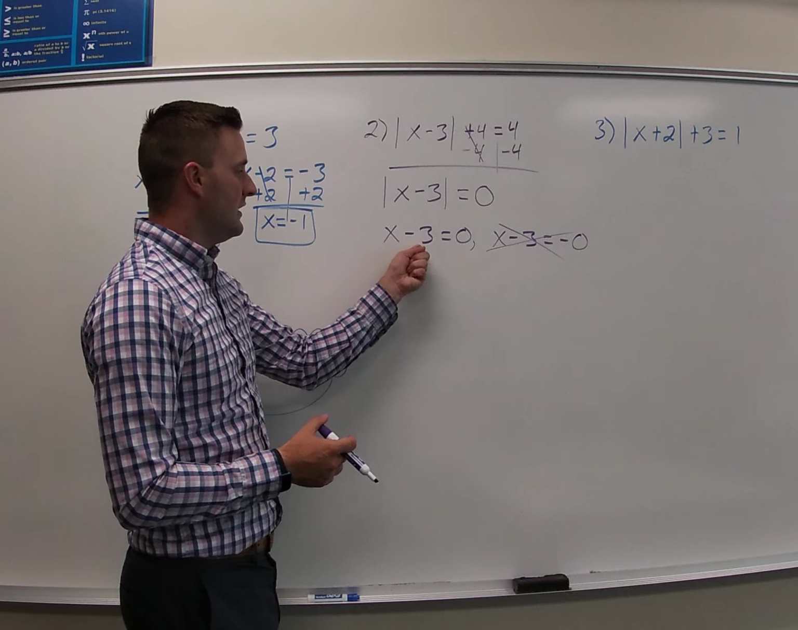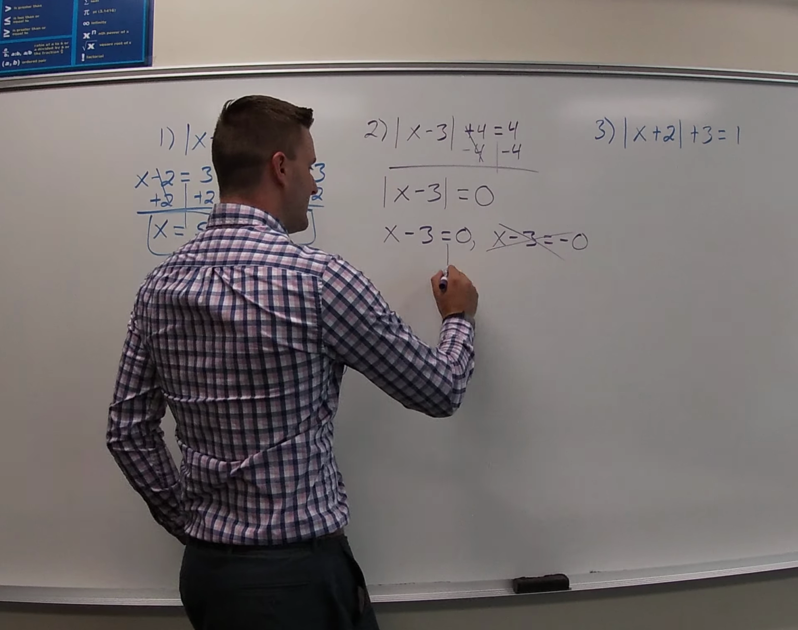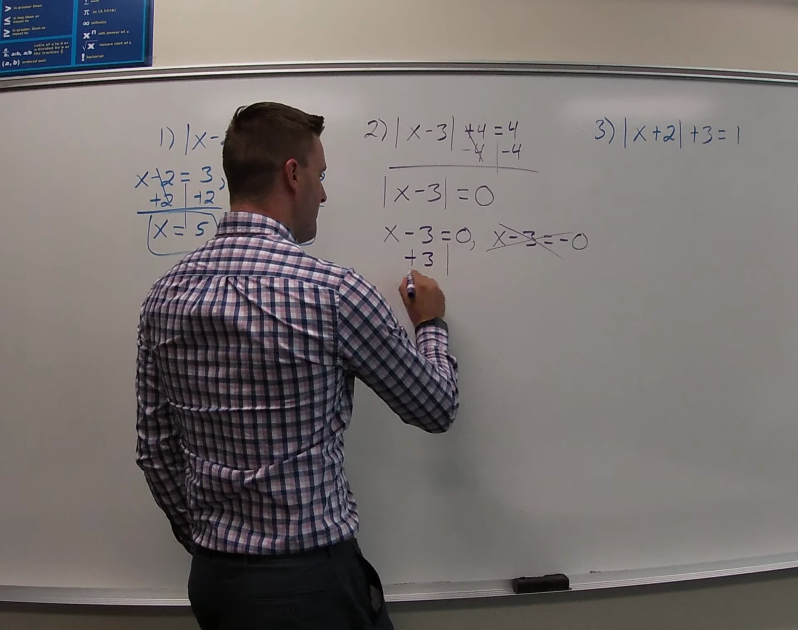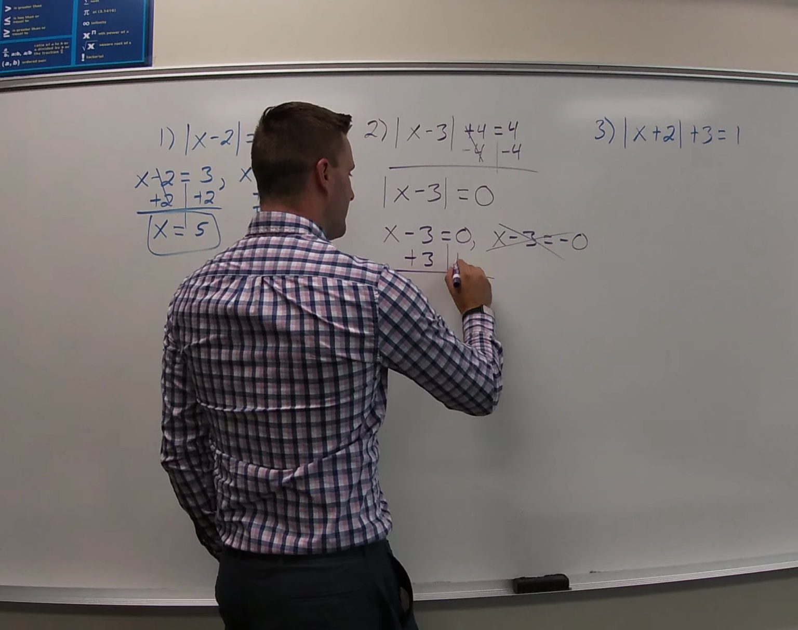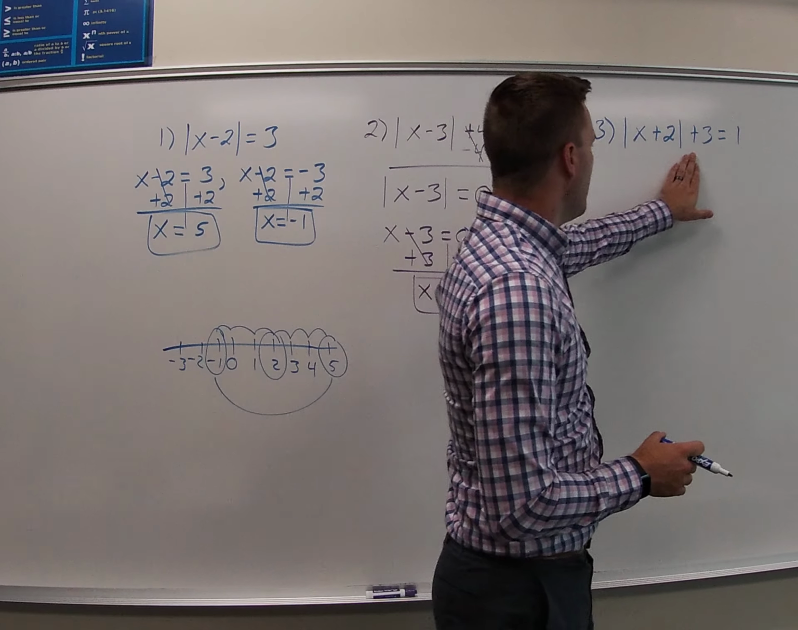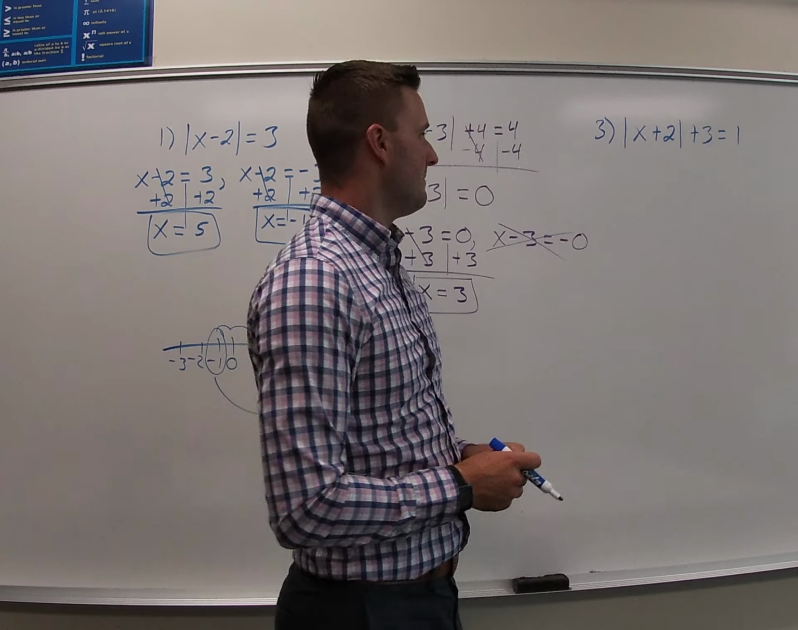Now let's see if that works. X minus 3. The opposite of subtracting 3 is to add 3. So I'm going to add 3 to both sides, and I get that x equals +3. So two solutions, one solution. I bet you can't guess what's coming next. Let's take a look at number 3. Here, these are problems that you are begging your teacher to put on a test.